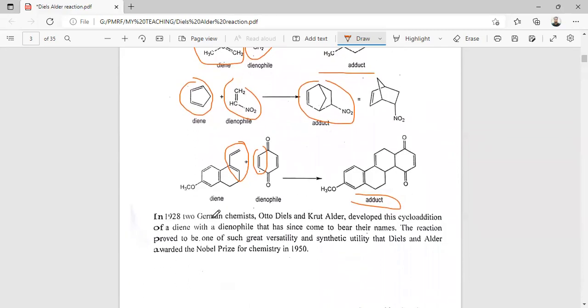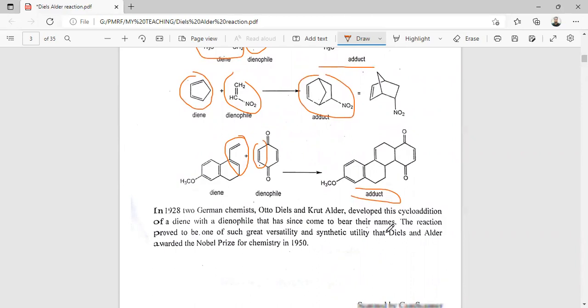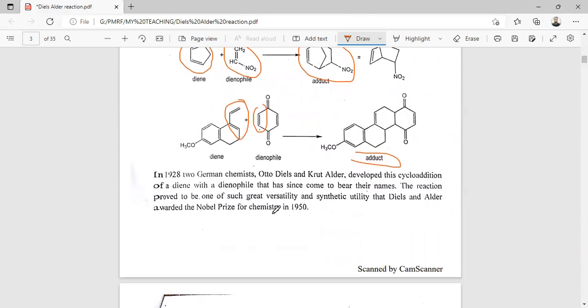In 1920, two German chemists, Otto Diels and Kurt Alder, developed the cycloaddition of a diene with a dienophile that has since come to bear their names. The reaction proved to be of such great versatility and synthetic utility that Diels and Alder were awarded the Nobel Prize in 1950. So for this reaction, they got the Nobel Prize.